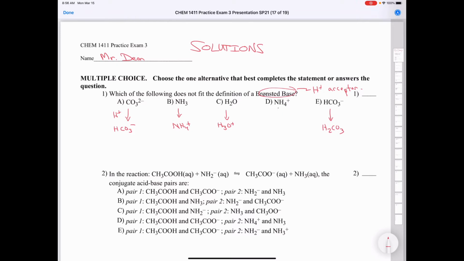But ammonium cannot accept a proton. And so ammonium, the ammonium ion, is not a Bronsted base. In fact, it is a Bronsted acid. It is a proton donor.